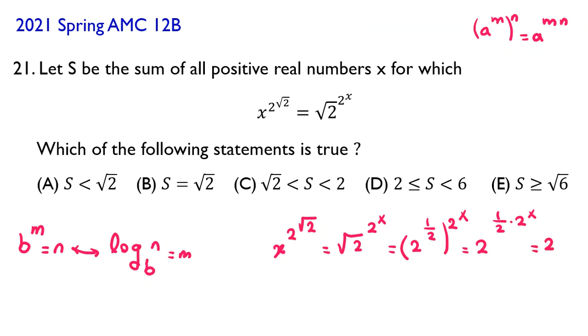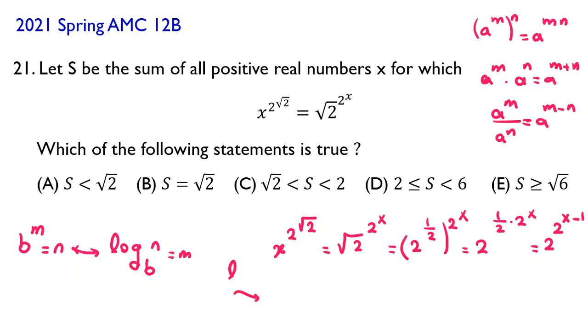If you consider a to the m times a to the n, it will be a to the m plus n, and a to the m over a to the n will be a to the m minus n. Here, it will be 2 to the x over 2, which is 2 to the x minus 1. Now, I take log 2 from both sides.